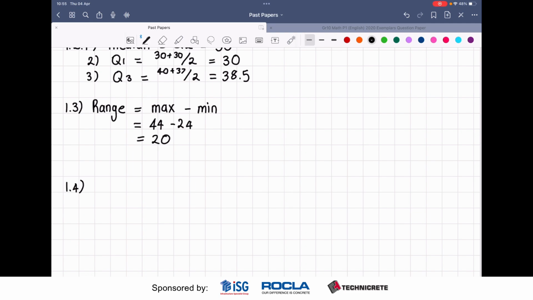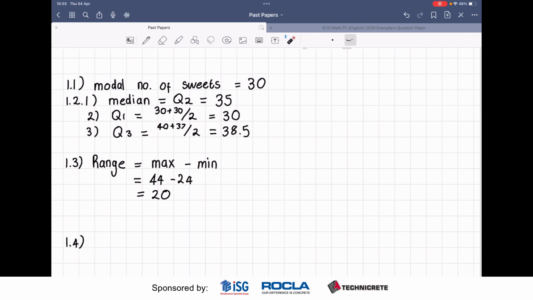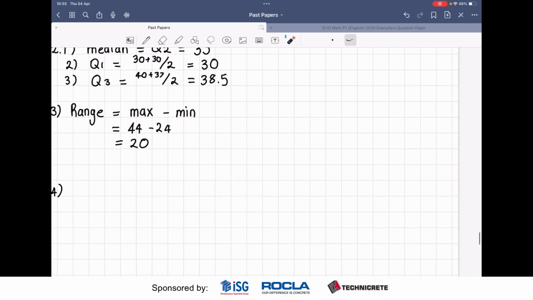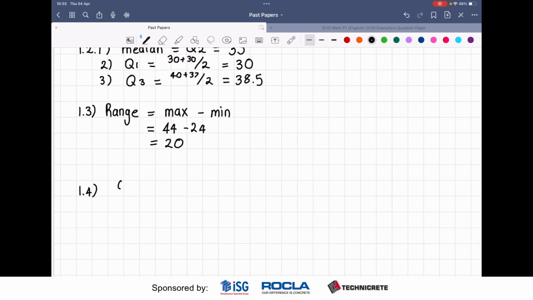Then the final part, 1.4, asks me to give the number of packets of sweets as a percentage that have sweets above the upper quartile. So remember that my upper quartile was 38.5, so I want the number of packets of sweets that have more than 39 sweets. So that's all of these, and there's 6 of them. And it wants it as a percentage, so I'm going to have 6 over the total packets of sweets, which is 25, times 100, so that it's a percentage, and my answer is going to be 24%.